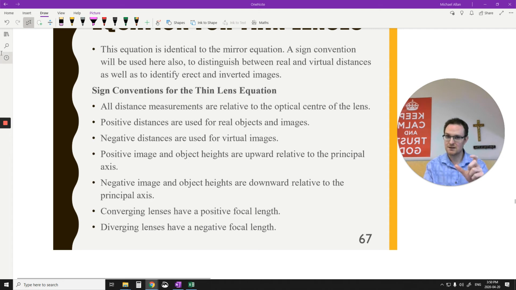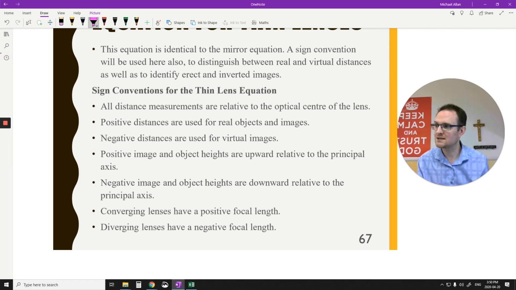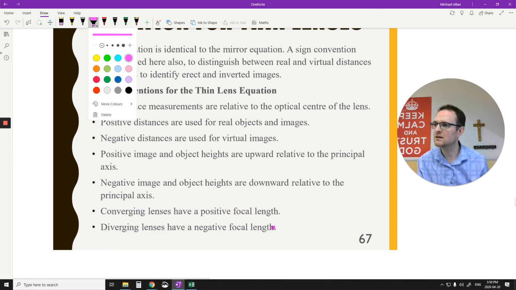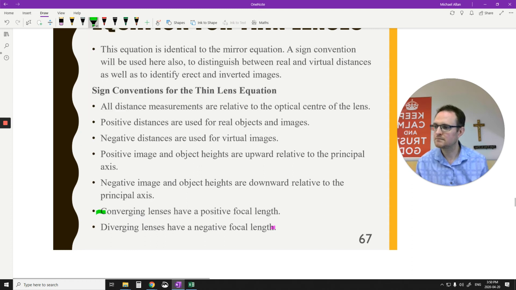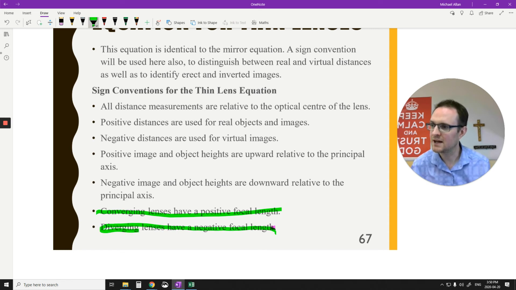So a converging lens is the same as a concave mirror. They both have positive focal lengths. A diverging lens is the same as a convex mirror. They have negative focal lengths. So that's very, very important for doing this. It's just this last line that's pretty much the difference between the two: diverging lenses have negative focal lengths and converging lenses have positive focal lengths. It's a very bad color for highlighting, so let's change the highlight color. Those are the differences between these two. Everything else is the same.